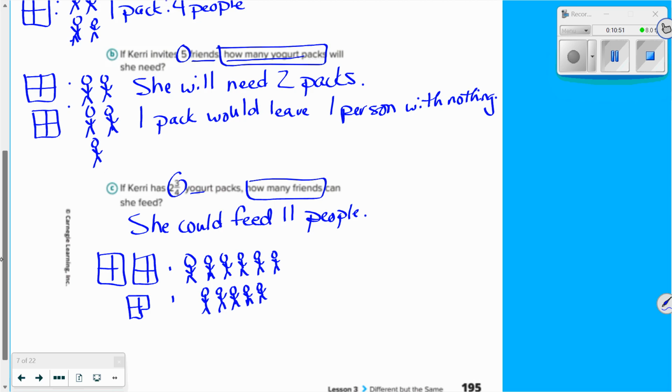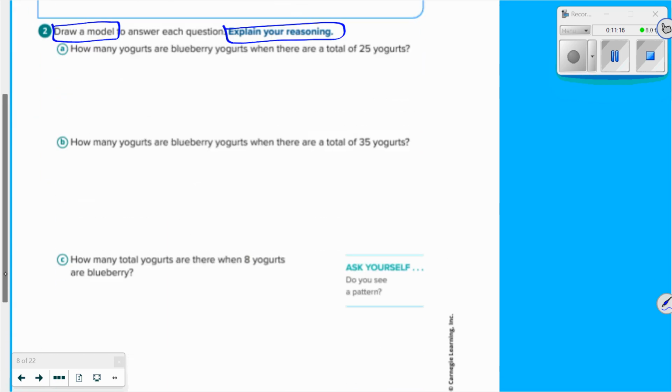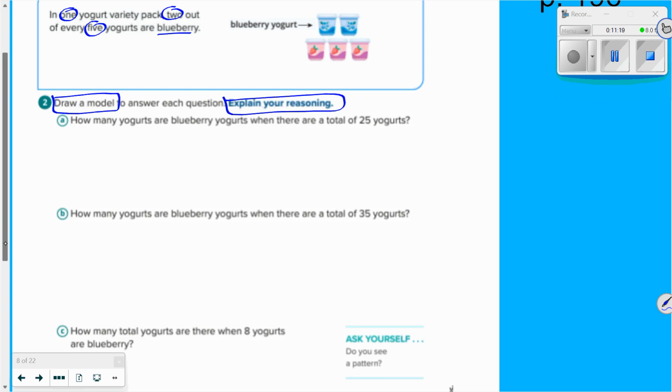Yeah. Okay, so as we're looking at these, let's go to our next page. Now we're going to do a variety pack. If I do a variety pack, 2 out of every 5 yogurts are blueberry. They're asking you to draw a model to answer each question and explain your reasoning. It's much the same as what we just did. You've got 3 problems, so let's go ahead and work on those. You are going to need the models as well. We'll give you another 8 minutes to do this one. So go ahead and start working.